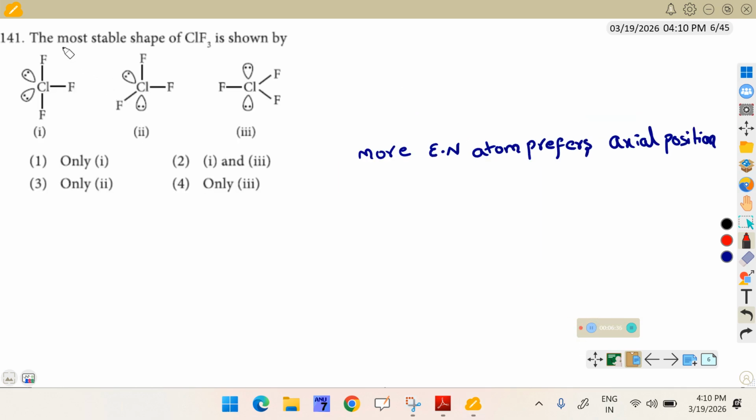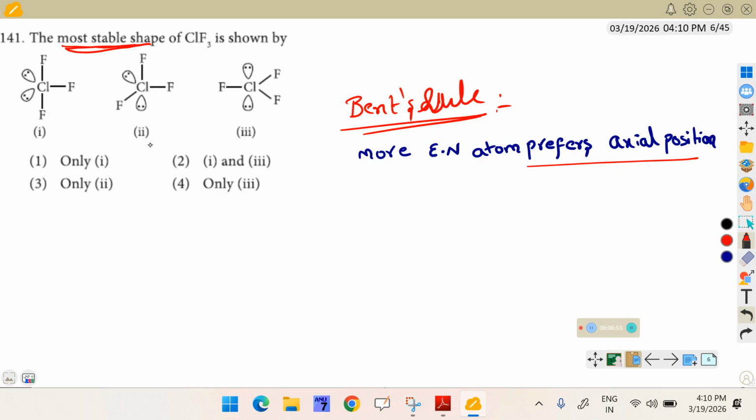The most stable shape of ClF3, an NCERT based question this is. According to Bent's rule, more electronegative atoms prefer the axial position. Check it here. Fluorine atoms are in axial position. The first structure is stable, but here fluorine atoms are not in axial position; here fluorine atoms are in equatorial position. So only the first option is the correct option.